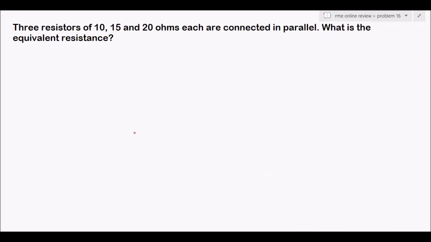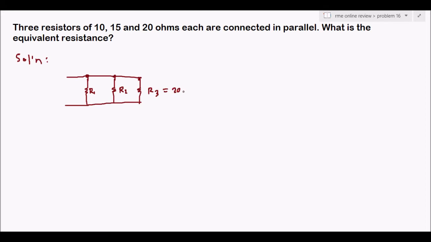Problem 16. Three resistors, 10, 15, and 20 ohms, are each connected in parallel. So what is the equivalent resistance? Okay, so this is another sample of a parallel circuit in which we are going to get the total resistance. So we have 3 resistors connected in parallel. For example, this is our R1, R2, and R3.